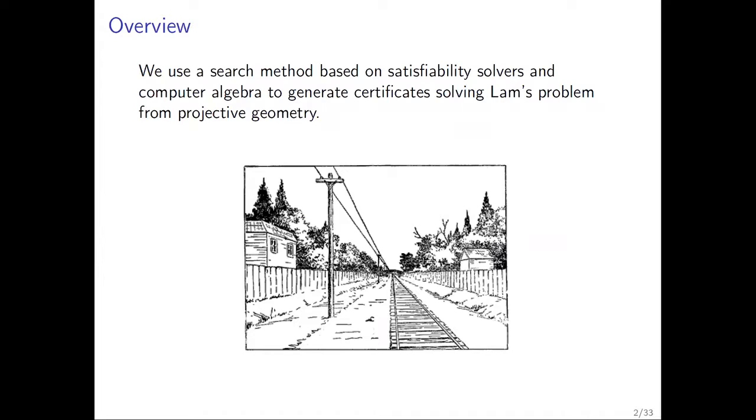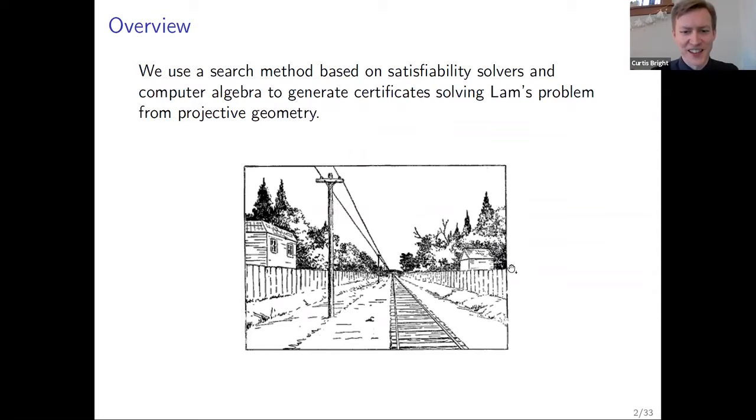First of all, Lam's problem comes from a branch of mathematics called projective geometry. You might be wondering what's up with this image on the slide. This is actually demonstrating a principle of projective geometry. In particular, take a look at the train tracks. We know in real life, train tracks don't actually meet, otherwise trains would run off the rails. But when you project it onto a screen, it looks as if they do meet at the horizon.